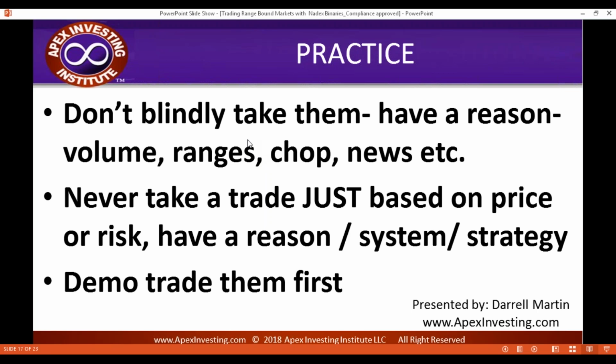Again, don't take these blindly. Have a reason to take them. Look at CHOP, look at news, look at volume. Don't get into one of these trades right before a big news event's coming out, okay? Don't just take these trades because, oh, that's really cool, I can just slap those on. No. You have to have a reason to take them. You have to know and see that the market is range bound.